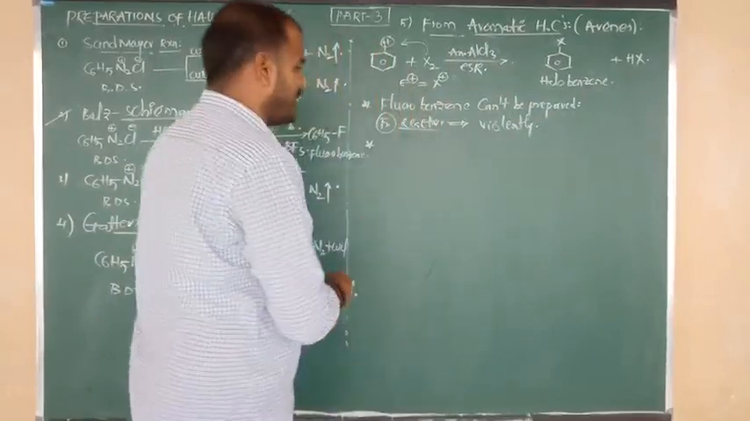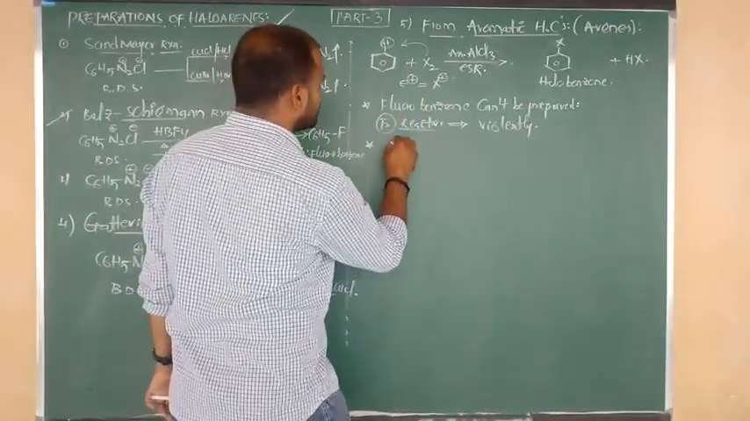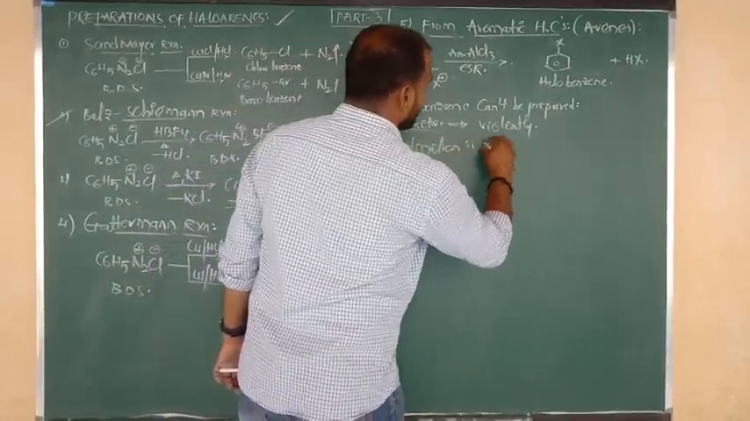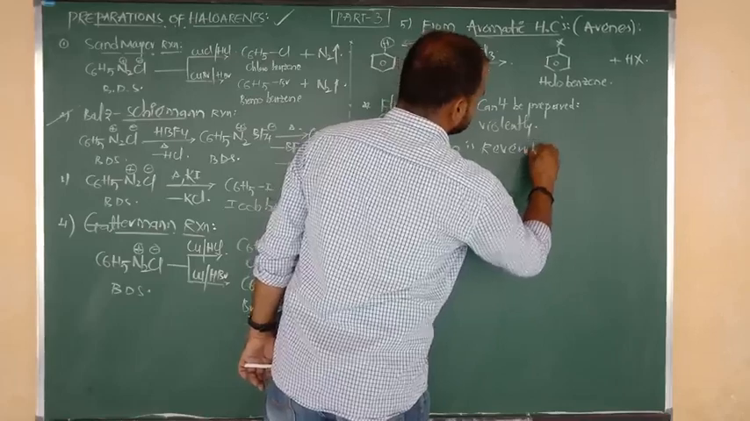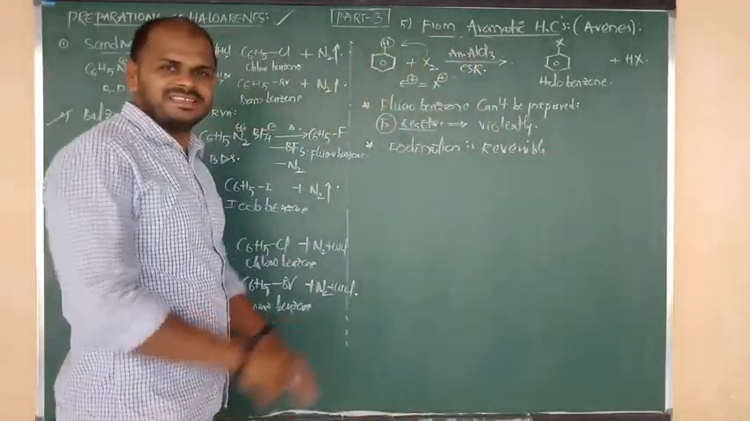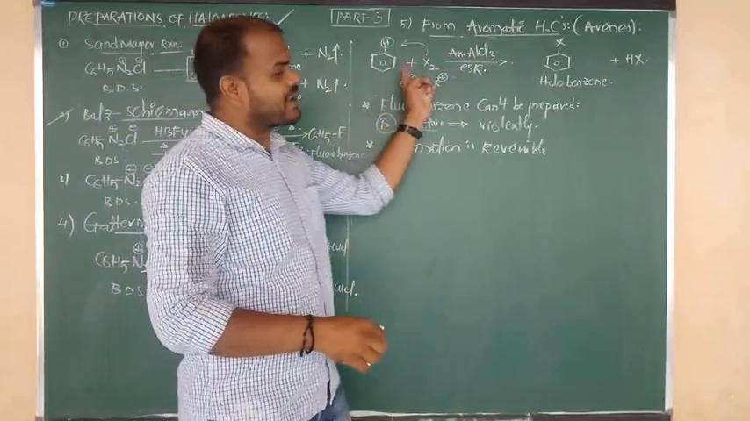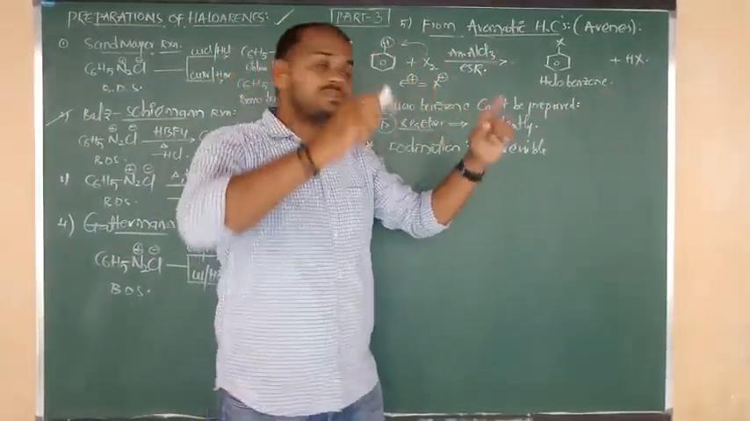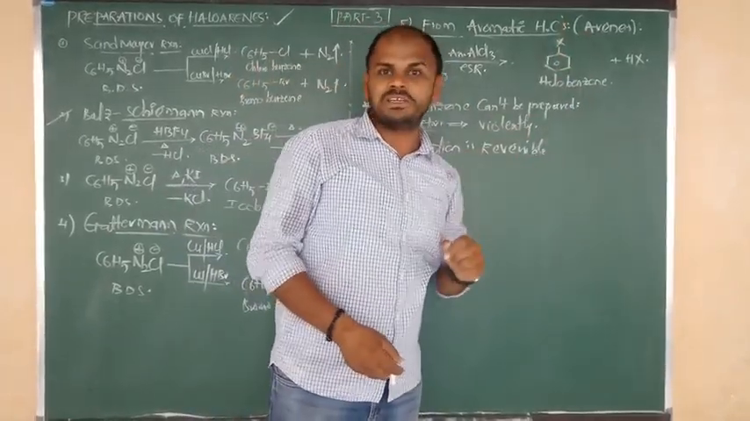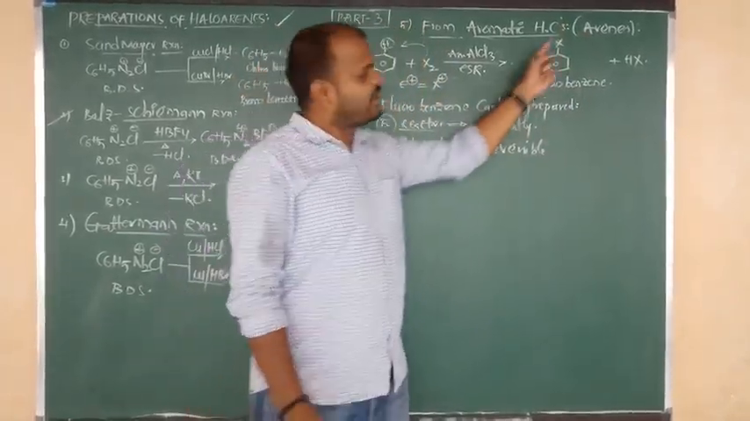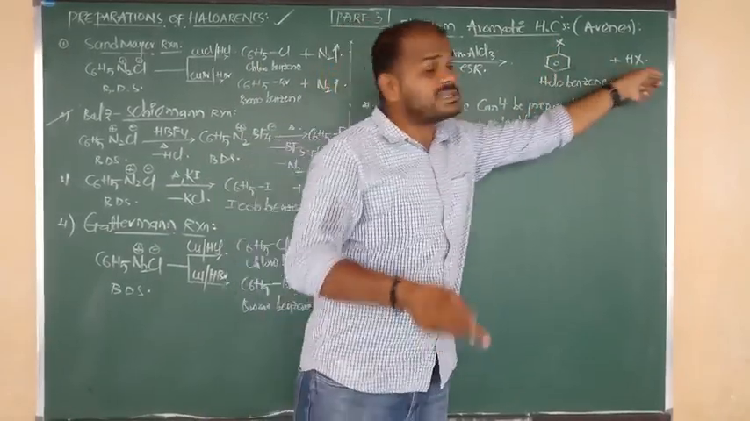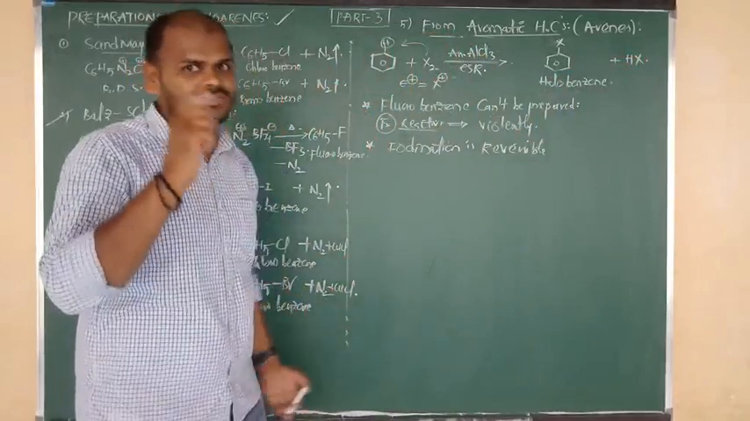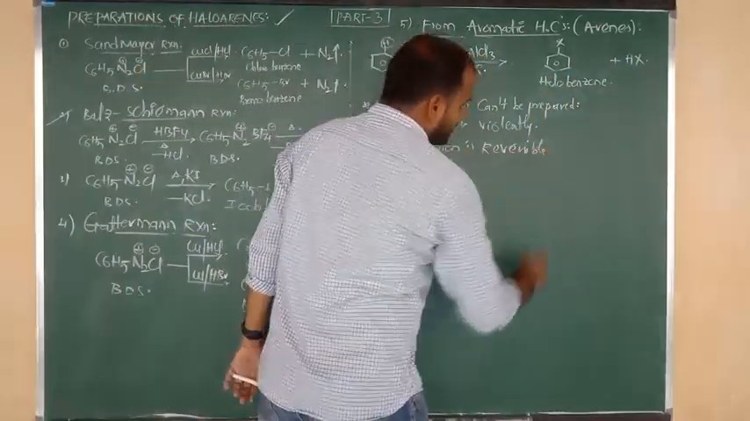So here I am saying one point: iodination is a reversible process. But generally chlorination and bromination are irreversible. They cannot come back. They will give stable chlorobenzene and bromobenzene products. But in case of iodination, you will get iodobenzene, but due to formation of HI, it will come back. So there is no use of that. That's why iodination is a reversible process.